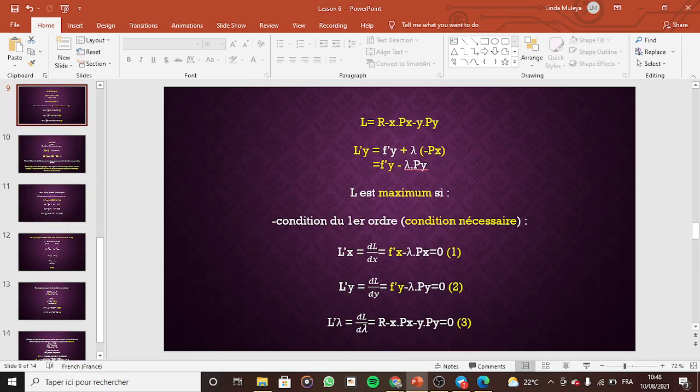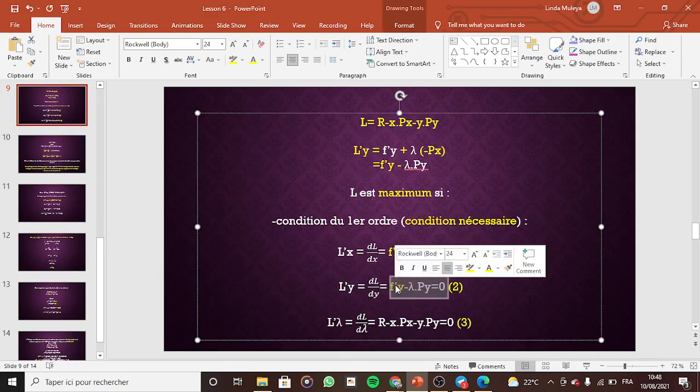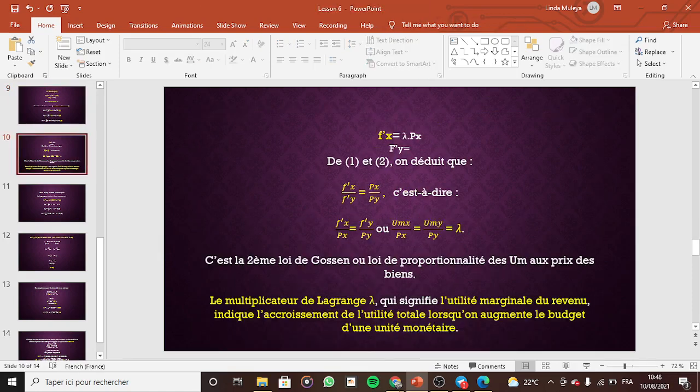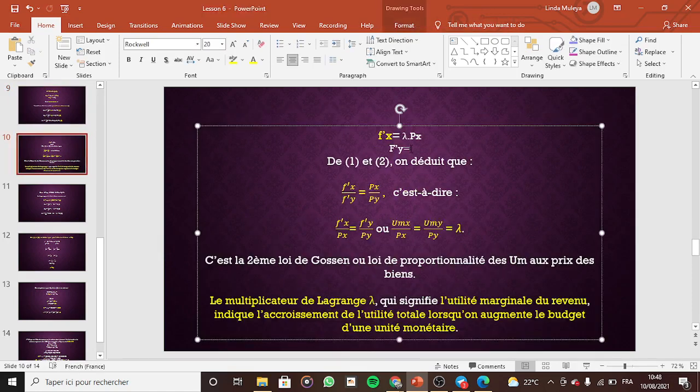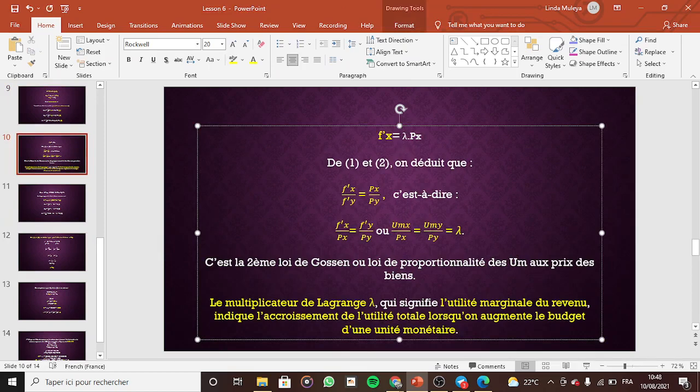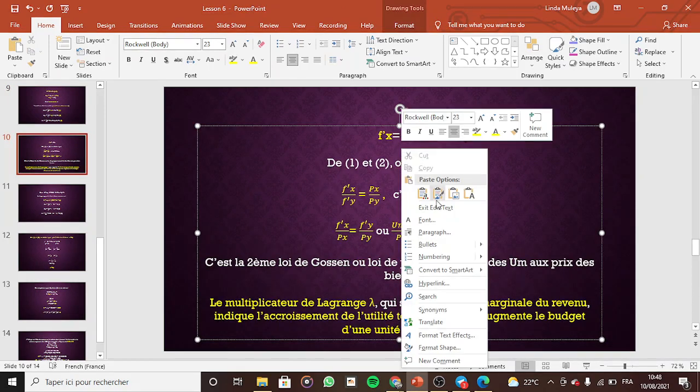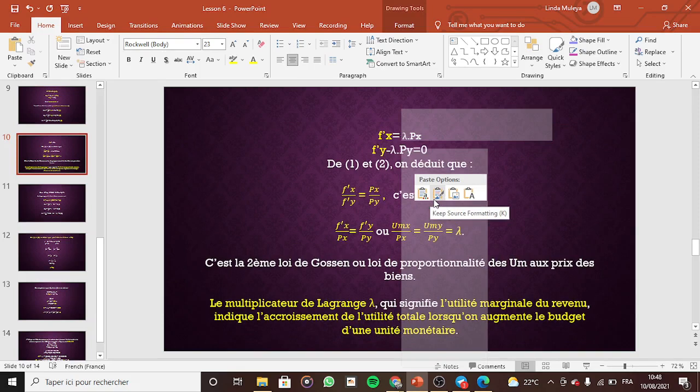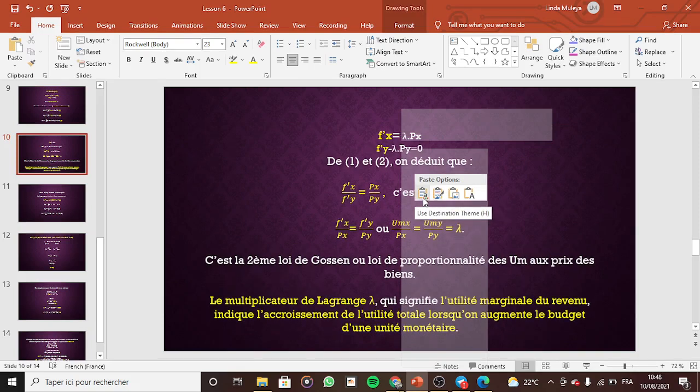Voila. We'll get this formula here. Copy. So we're running out of time, but if I exceed, I'll ask for about 10 minutes more of your time, just so we can finish this part here.